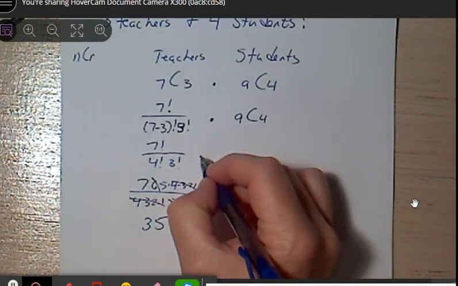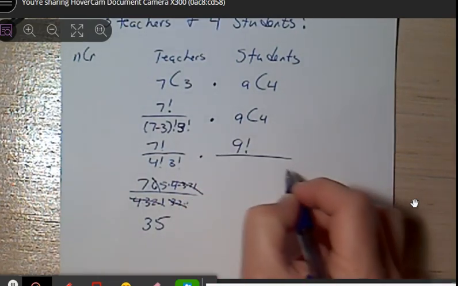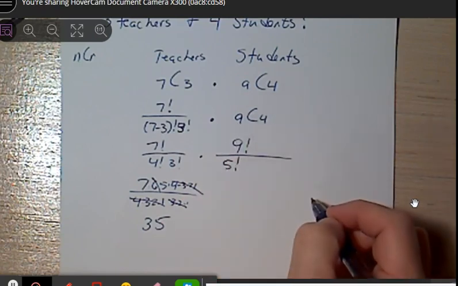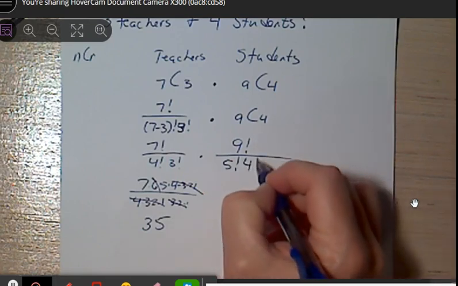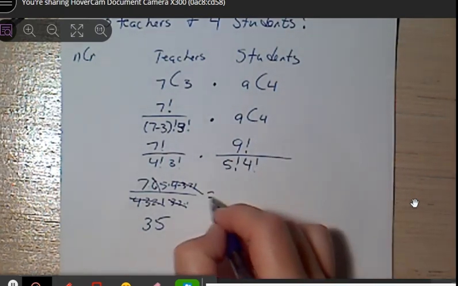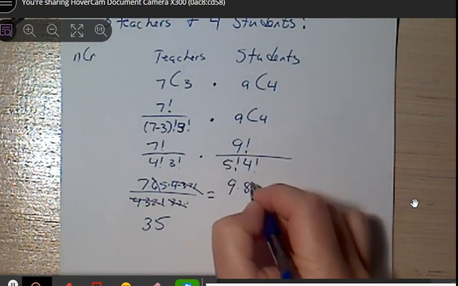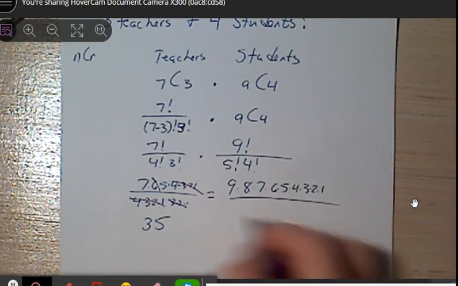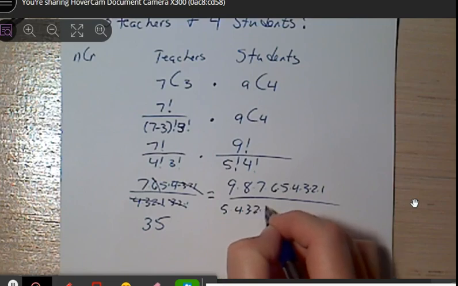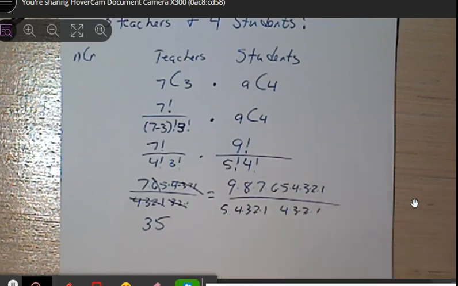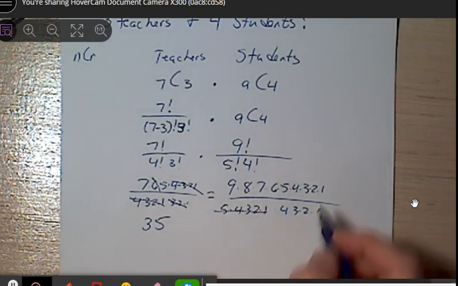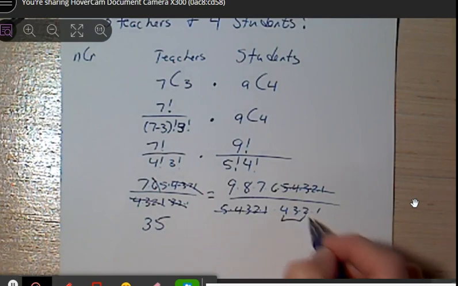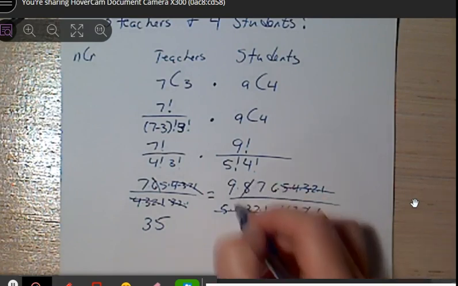All right, when we do the 9C4, that is 9 factorial over 9 minus 4 factorial, which would be 5 factorial, 4 factorial. And kind of the same thing on this one when you start to cancel. You can cancel the 5, 4, 3, 2, 1 here, 5, 4, 3, 2, 1 here. You have 4 times 2, which is 8. So that would cancel that.